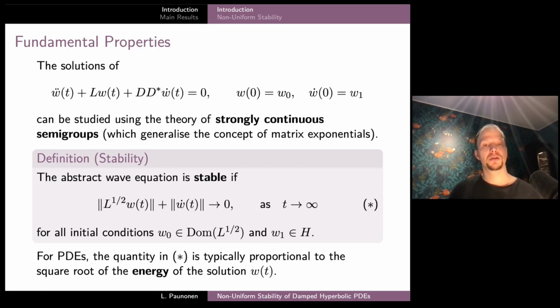And the motivation for considering this specific quantity instead of just the convergence of the solution is that for a large class of PDEs, this quantity is very closely related to the energy of the solution. And this is especially true in the case of the damped wave equation, where the energy consists of the potential and the kinetic energy.